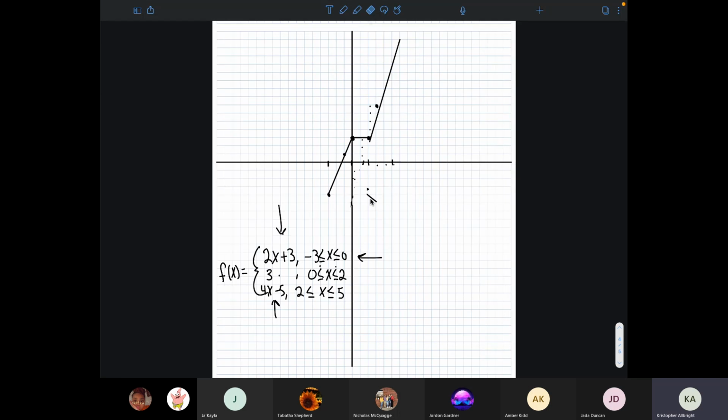Well, this is supposed to overlap. But there we go. Does that make sense? If it does not, those are the only 2 graphing problems you have to do on this assignment. And I've just done them for you.